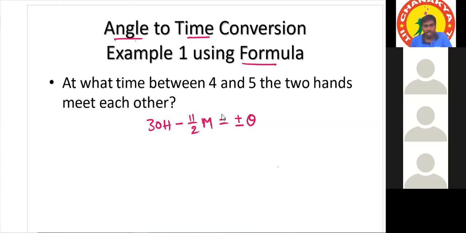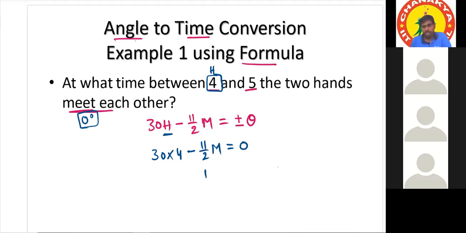So in this question, at what time between 4 and 5 do the two hands meet each other? When they are meeting each other, what is the angle between them? 0. So we have to equate it to 0. In place of theta, we substitute 0. And h we take from 4, since it is starting, so h is the first number, that is 4. Substitute: 30 into 4 minus 11 by 2 m, and plus or minus 0. We can take 0 only. We need to find m. Yes, solve for m.